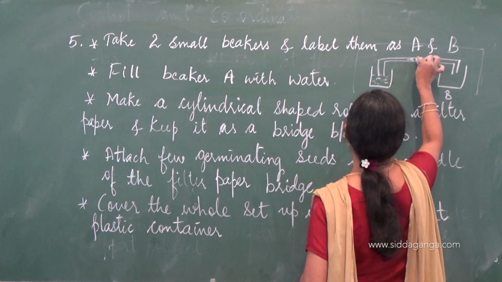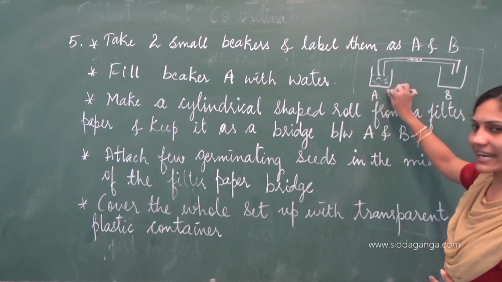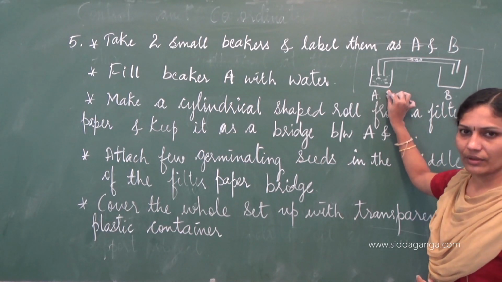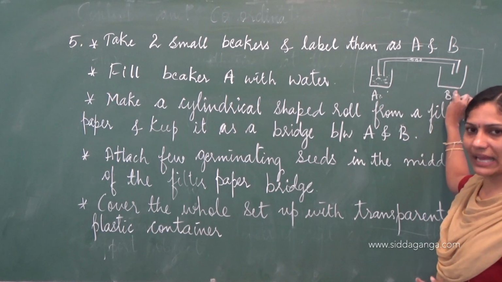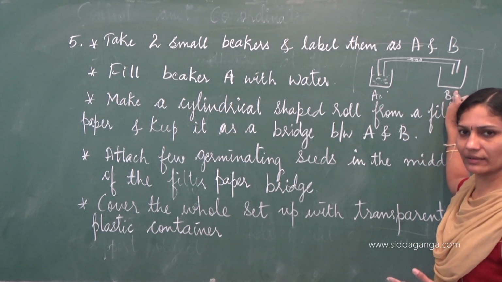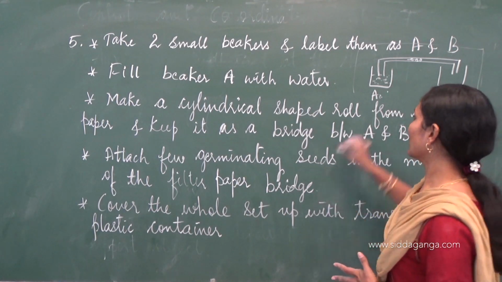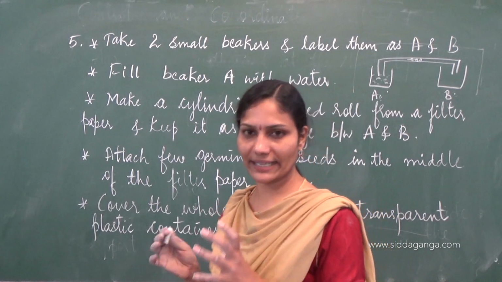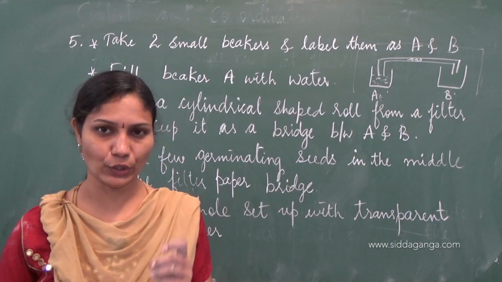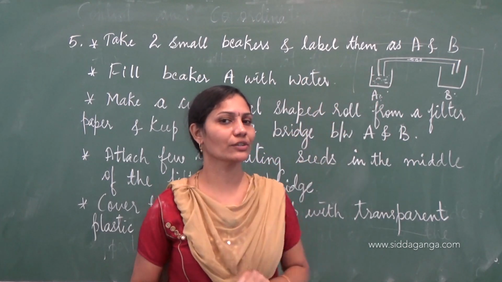So, the roots are developed on the A side because it is receiving water from container A. Container B does not have water, is it not? Container B does not contain water. Only container A has got water. So in the germinating seeds, the roots tend to move or develop towards this side, it appears. This is the conclusion you'll write.